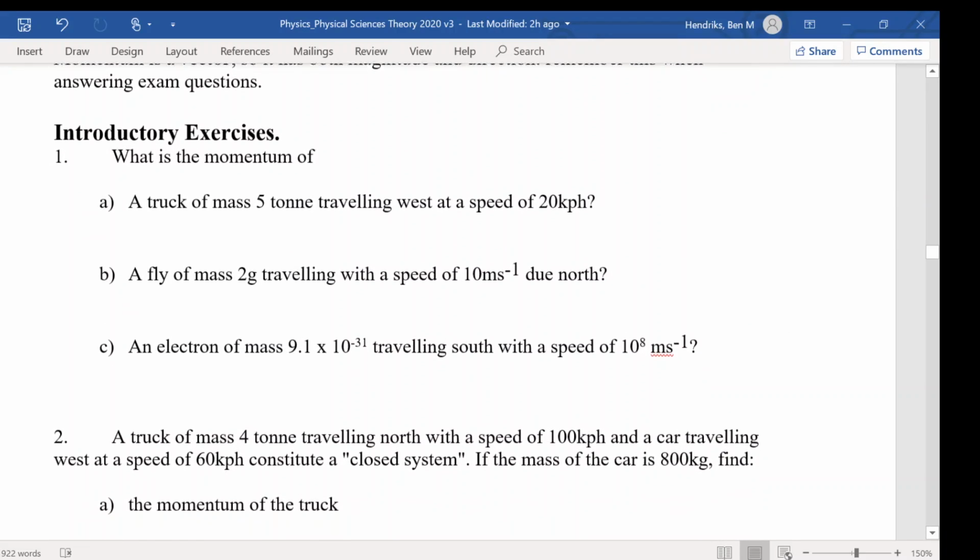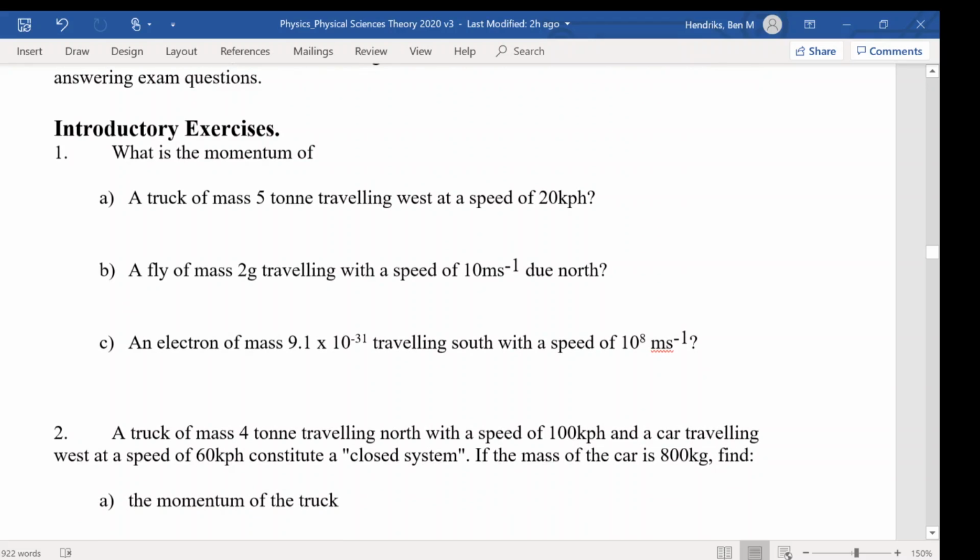So what is the momentum of a truck of mass 5 tons travelling west at a speed of 20 kilometers per hour? If you look back up to your notes and look next to mass, it's in units of kilograms, and velocity is meters per second. Okay, if you're unaware, a ton is equal to 1,000 kilograms, so this truck will have a mass of 5,000. Let's put that into our equation.